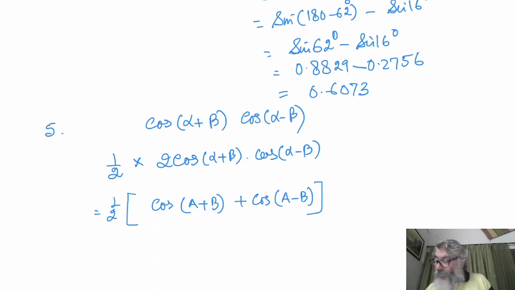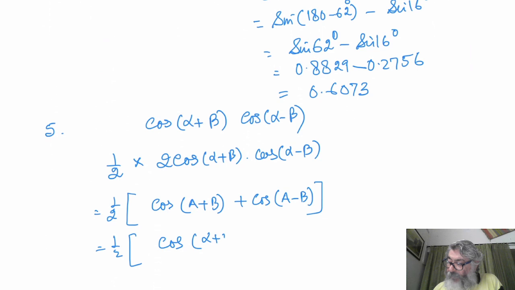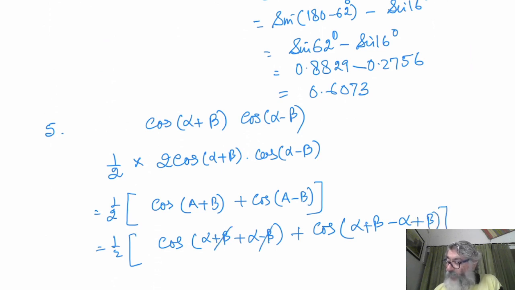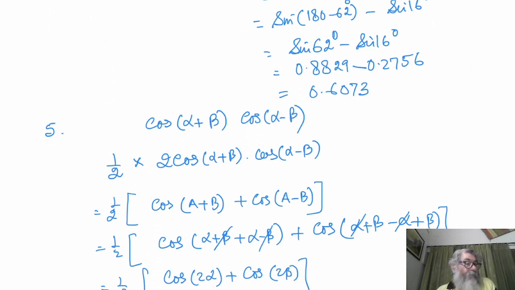2 cos A cos B is equal to this formula. Now in place of A, I have alpha plus beta, and in place of B, I have alpha minus beta, so cos (alpha plus beta plus alpha minus beta) plus cos (alpha plus beta minus alpha plus beta). You will get the answer as half (cos 2 alpha plus cos 2 beta).